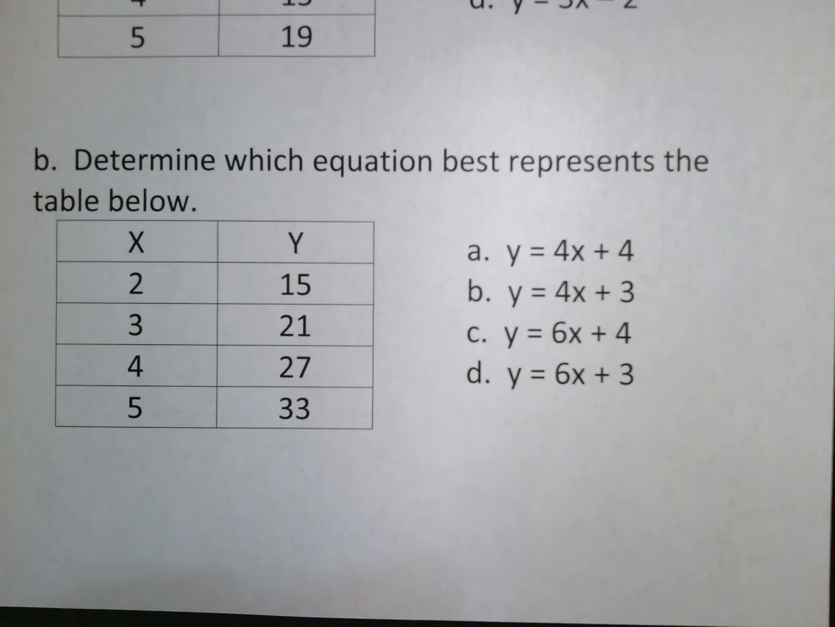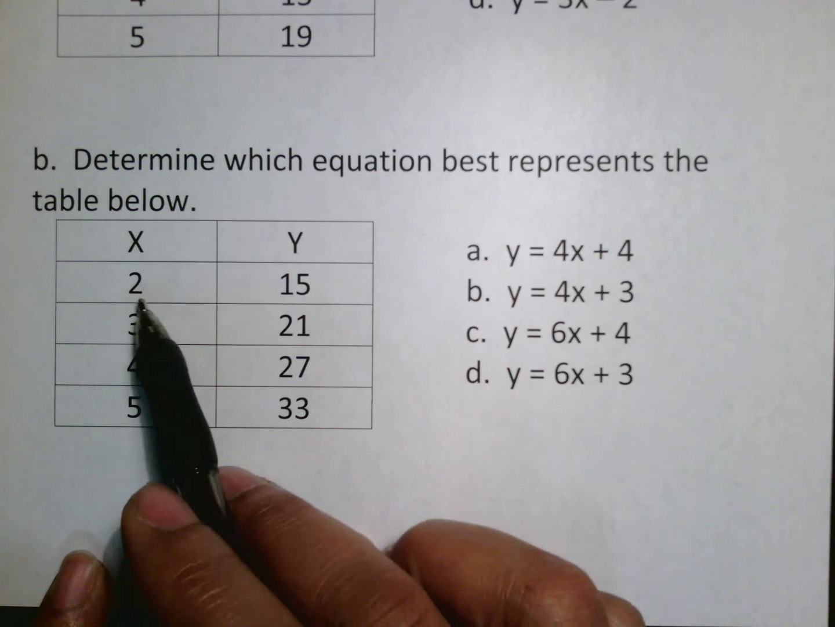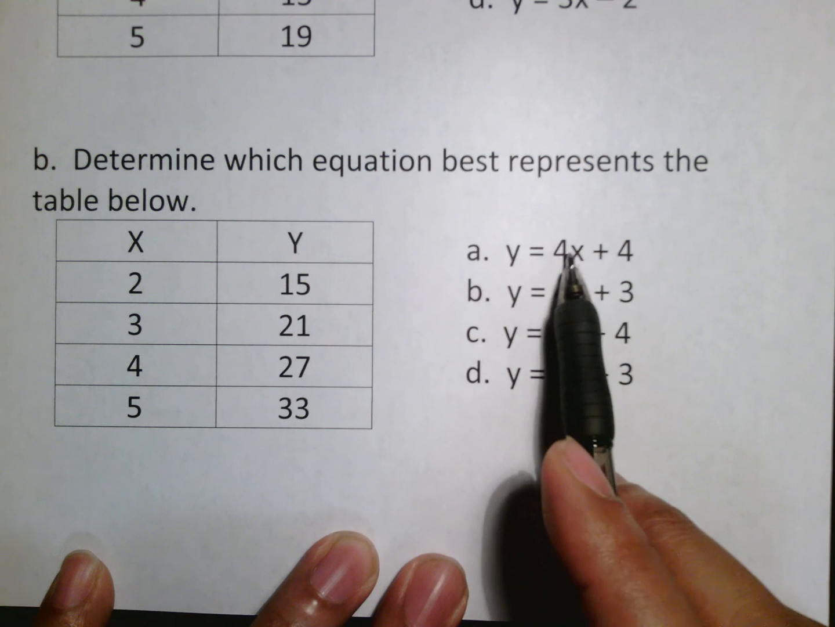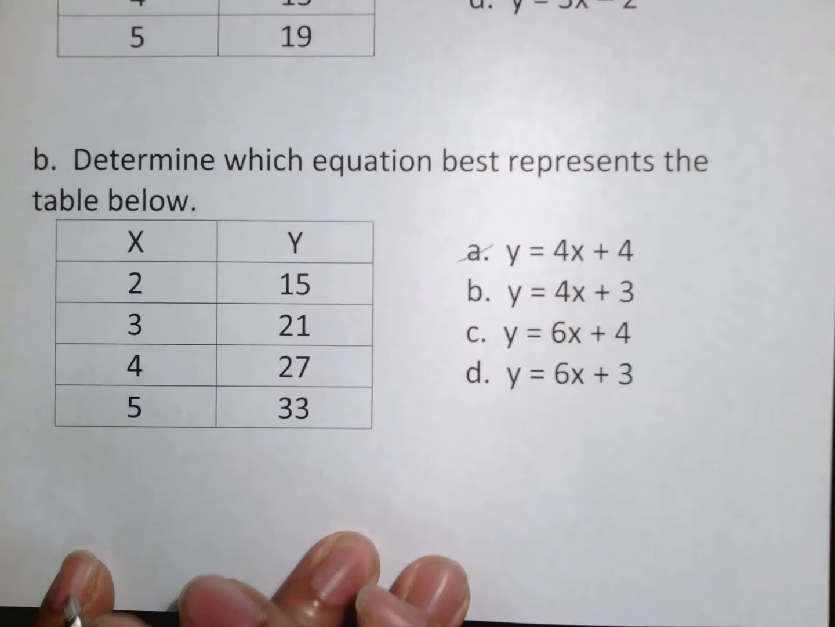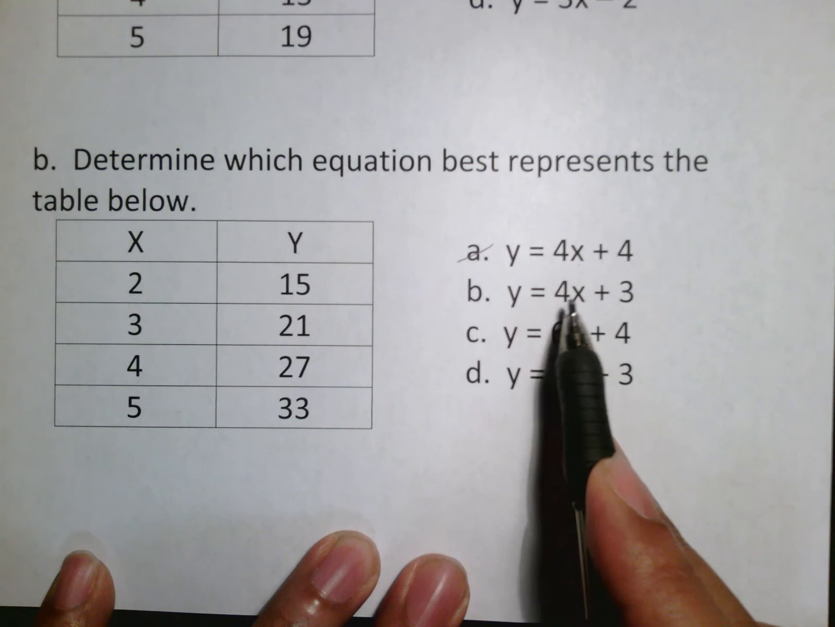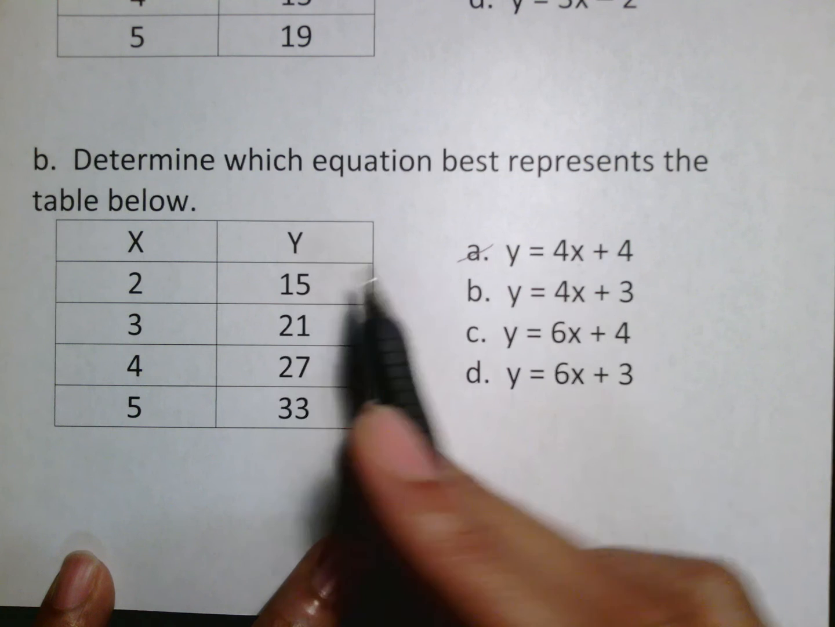Second one, again, same thing, and this time I'm not going to use a calculator because I don't think we need it. 2, plug it in here. 4 times 2 is 8. 8 plus 4, I do not believe is 15. Can't be this one. 2, 4 times 2 is 8. 8 plus 3 is definitely 11, not 15.